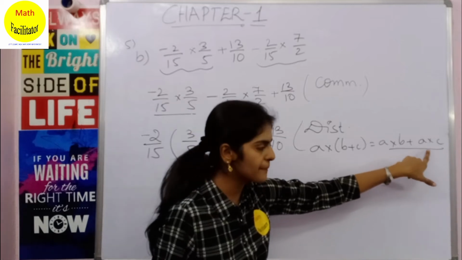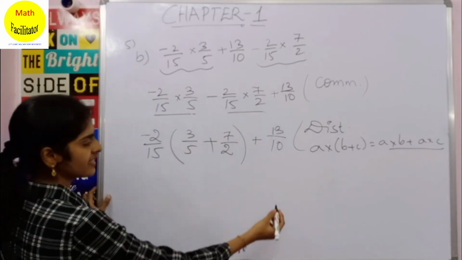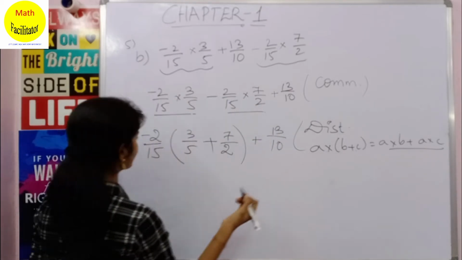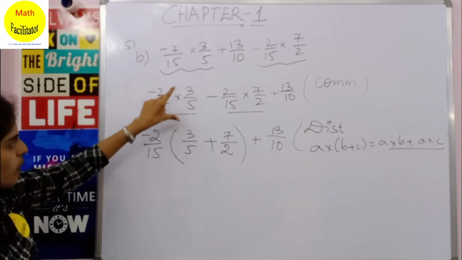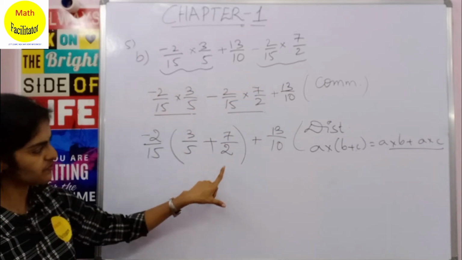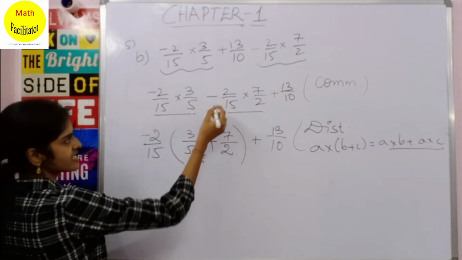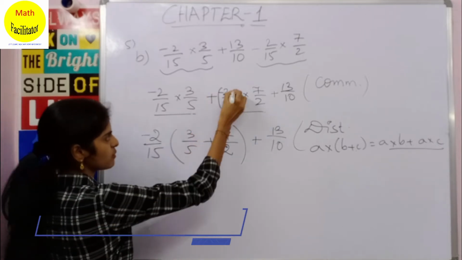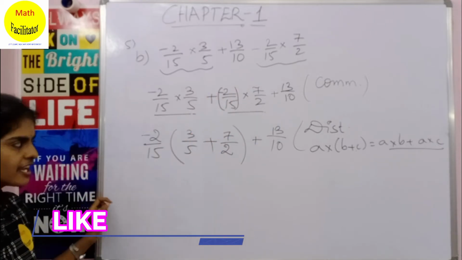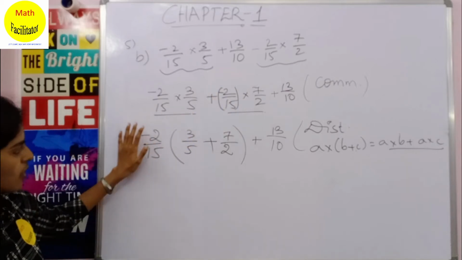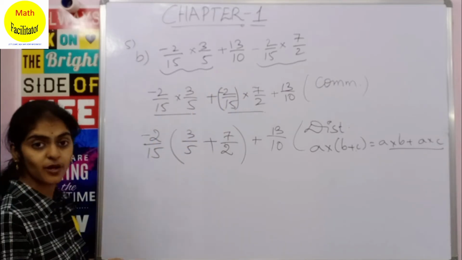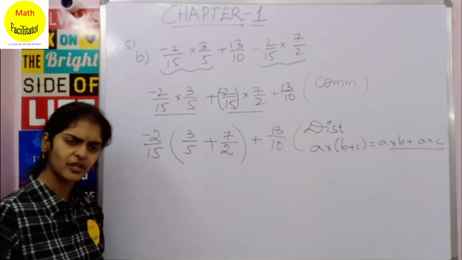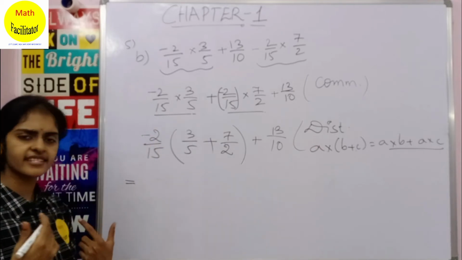A into B plus A into C. So we have written it in the form of A into B plus C. This is A, we have considered this as A into B plus C. Clear? Because this term you can write as plus into minus 2 by 15. So minus 2 by 15 you have taken common, so you have a plus in between. I hope this is clear for you now, and we have used the distributive property.